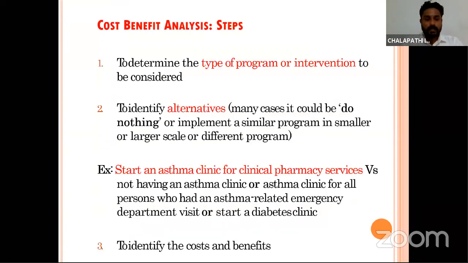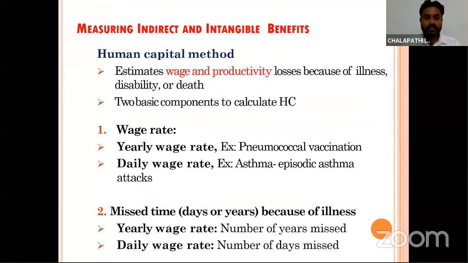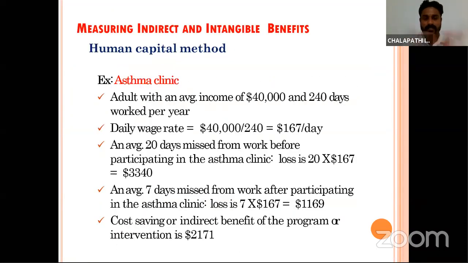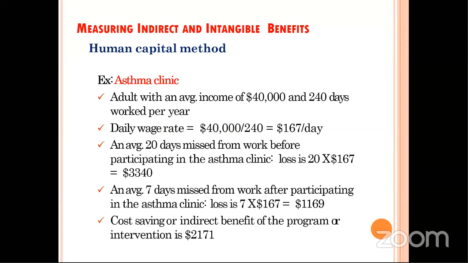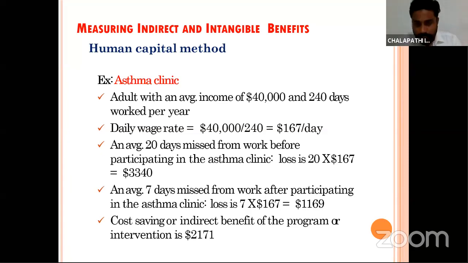So I'm just skipping all these steps and directly moving to the concept. As I said before, when you do any new kind of intervention, any kind of asthma clinic or coagulation clinic, you have to go with cost benefit analysis. You cannot use any other analysis. Here I am giving an example: I am putting up an asthma clinic.